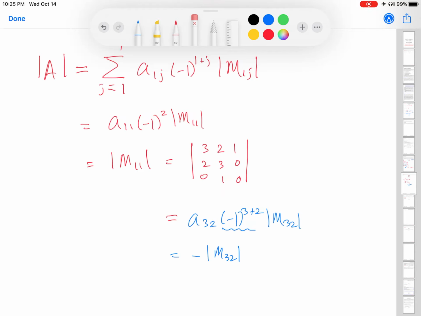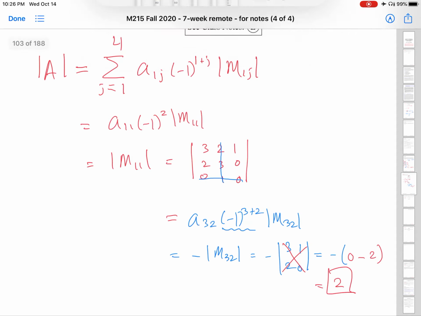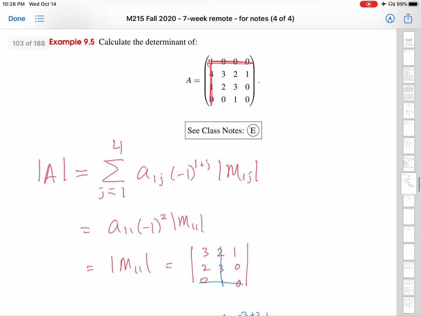And then here I have to go in and delete the third row and the second column. So I'm left with the determinant of 3, 1, 2, 0. And this is the point of this definition of the determinant, to eventually boil everything down to the determinant of a 2 by 2 matrix, which we can calculate fairly easily. So here I multiply the diagonals, I get 0, minus multiply the off diagonals, I get 2. So my final answer is negative 2, so that's 2. So that is the determinant of this matrix using twice the definition of the determinant, the row expansion definition.